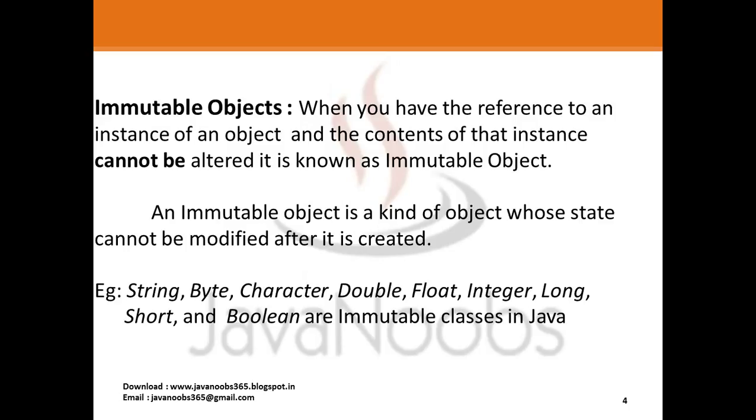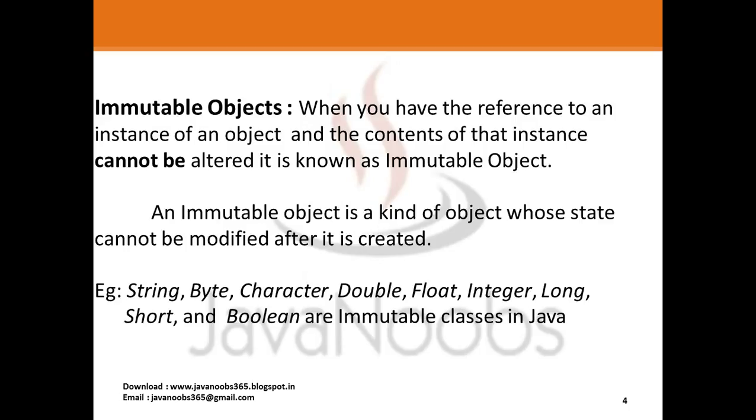The best example, like I've mentioned earlier, for mutable objects is string buffer. For immutable objects it is string class. Some more examples of immutable objects are byte, character, double, float, integer, long, short and boolean classes. Okay, these classes are immutable classes in Java.